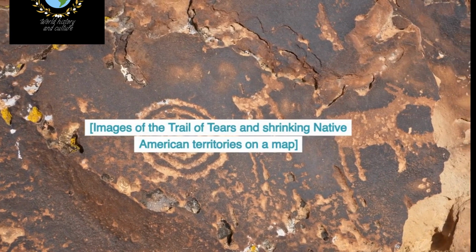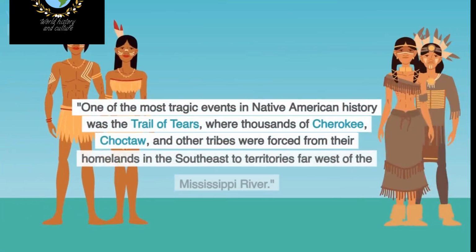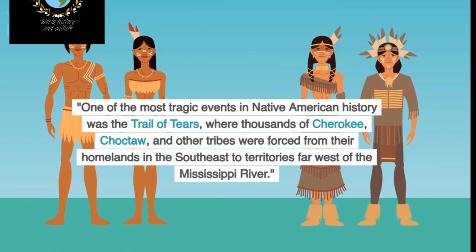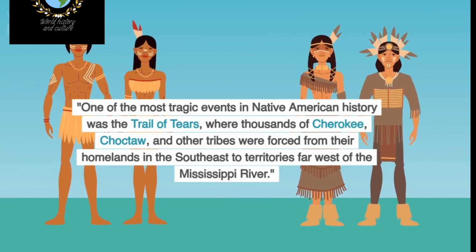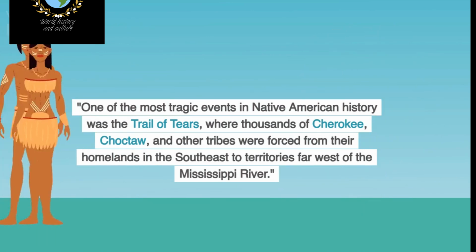Images of the Trail of Tears and shrinking Native American territories on a map. One of the most tragic events in Native American history was the Trail of Tears, where thousands of Cherokee, Choctaw, and other tribes were forced from their homelands in the southeast to territories far west of the Mississippi River.